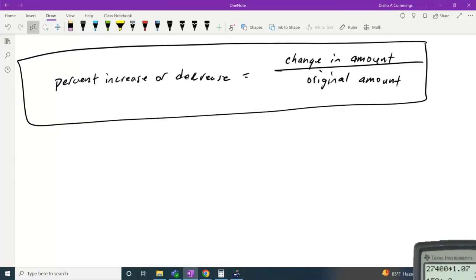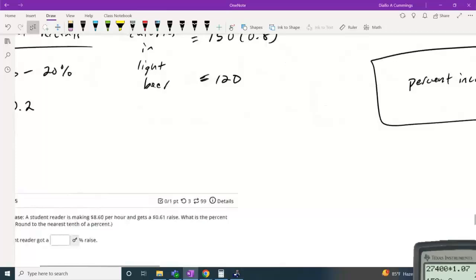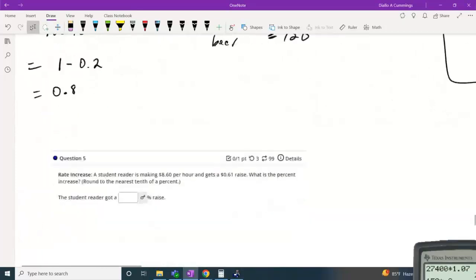So you always put the change in amount over the starting amount. So with this formula, let's take a look at a couple of problems.